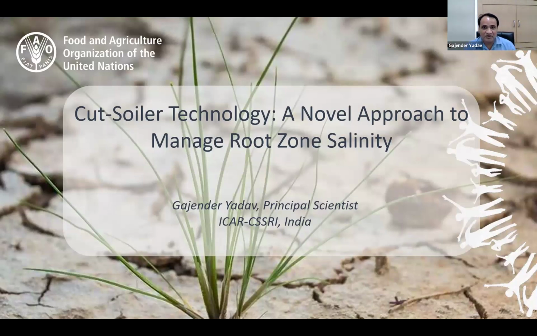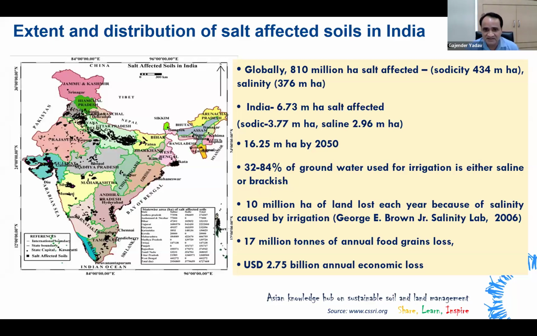First, a little background that we talked about a lot yesterday: salinity is a huge problem globally, but in India it is also a big problem as far as agricultural production is concerned. We have 6.7 million hectares of salt-affected land, both sodic and saline land, and saline-sodic area also. The prediction is that by 2050, we will have salinity on more than 16 million hectares.